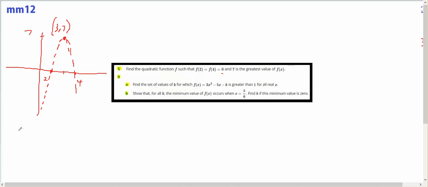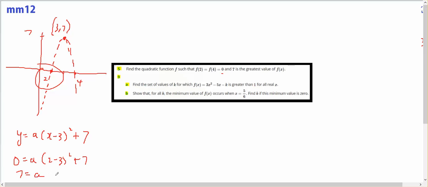So if I use the rule y equals a(x minus 3) squared plus 7, because my turning point is (3, 7), I can then use this point. 0 equals a(2 minus 3) squared plus 7, so a equals negative 7. Therefore, y equals negative 7(x minus 3) squared plus 7. And that's going to be the general equation for my parabola.